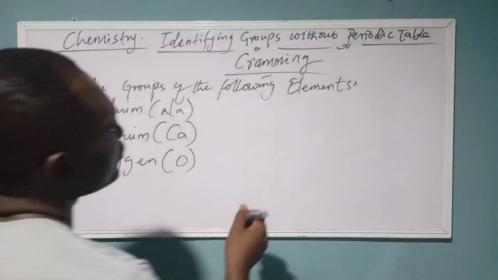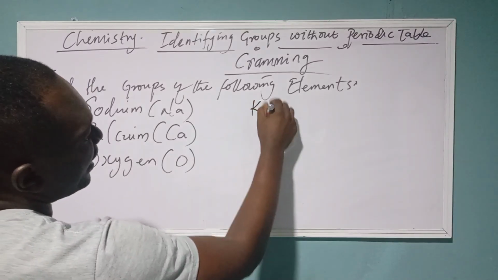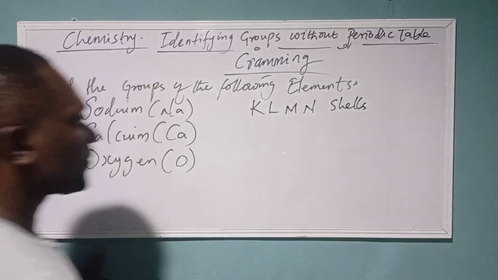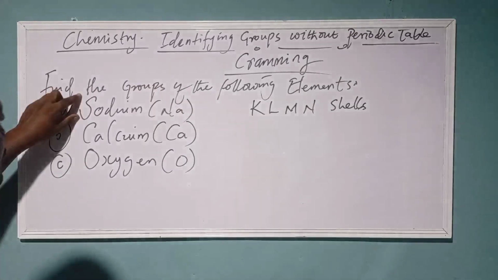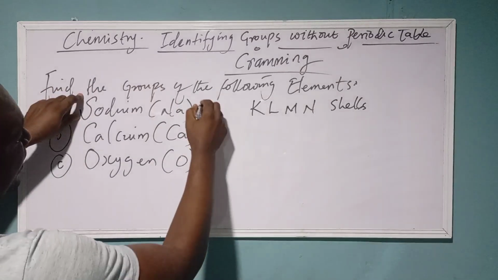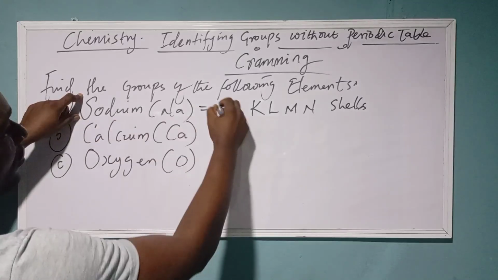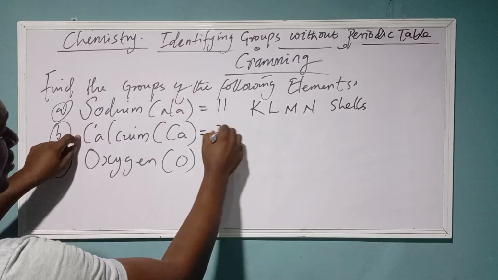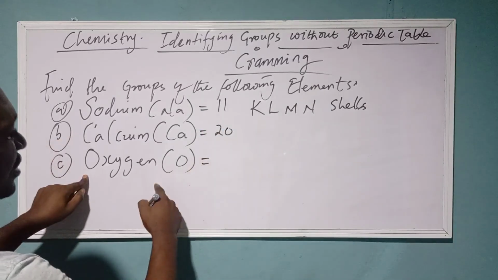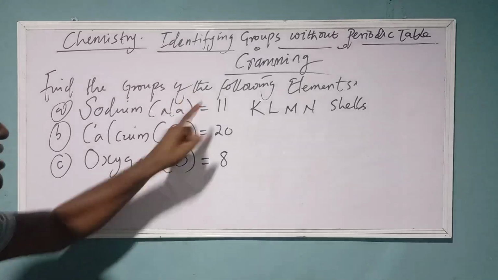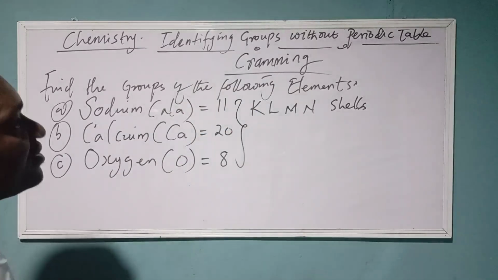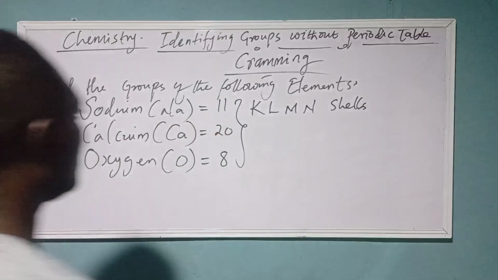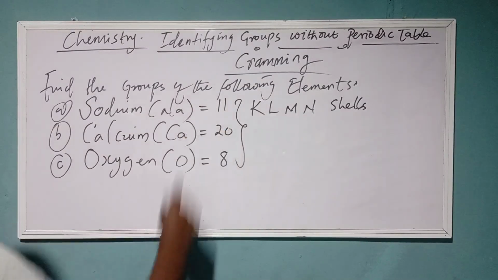Now, for this, I'm going to use the KLMN shell arrangement, right? Okay, so for sodium, the only thing you need to know is the atomic number. For sodium, atomic number is what? 11. For calcium, atomic number is what? 20. For oxygen, atomic number is what? 8. That's what you need to know basically, so that you'll be able to draw this KLMN shell. All right, so let's start with sodium.